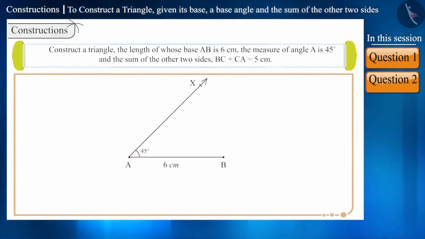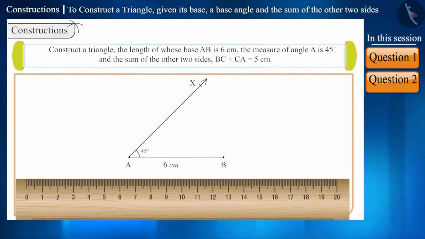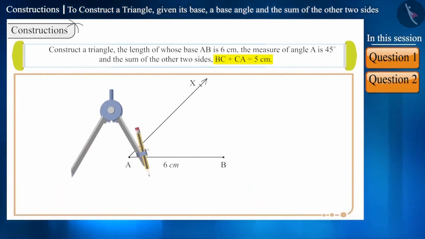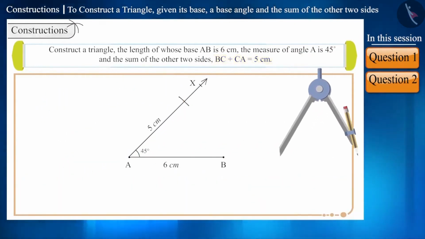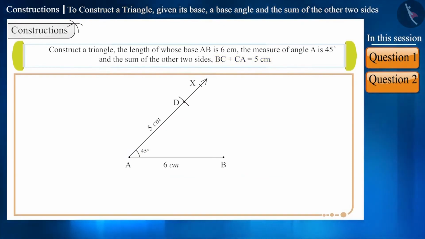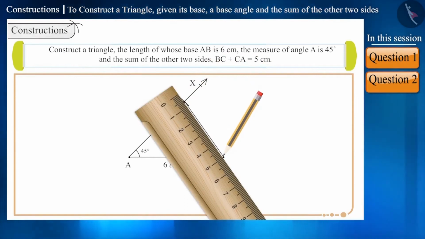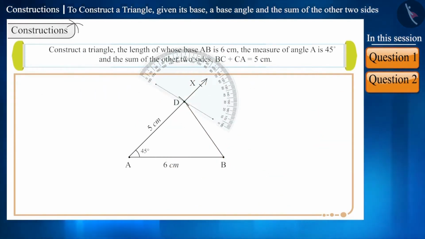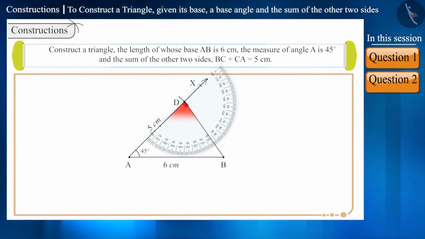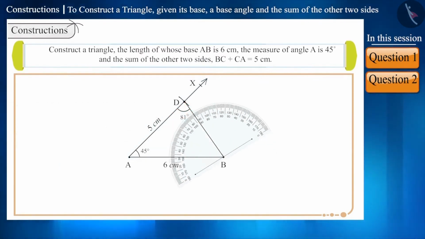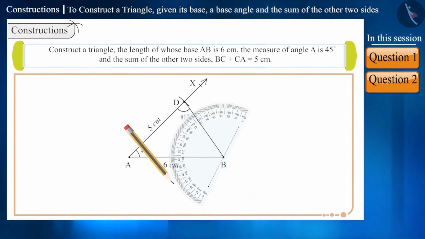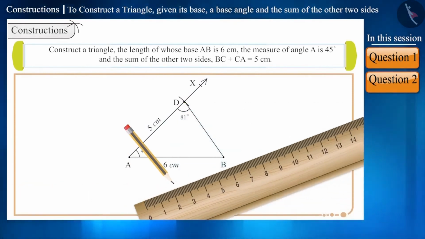Step 3. Cut a line segment equal to BC plus CA, that is of length 5 cm on line segment AX. Name the point of intersection as point D. Step 4. Now, with the help of a scale, join point B and point D. Step 5. Now, with the help of a protractor, let's measure angle BDA. Upon measuring, the measure of angle BDA is obtained as 81 degree. Step 6. Now, from side BD, by making an angle of 81 degree, we have to draw a ray BY.